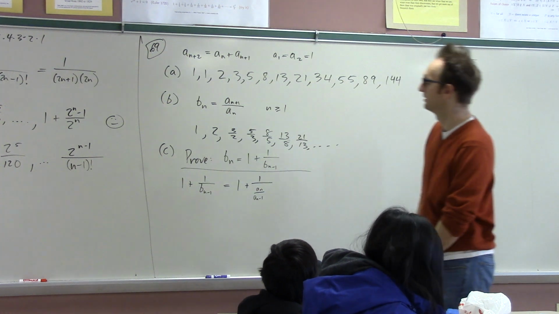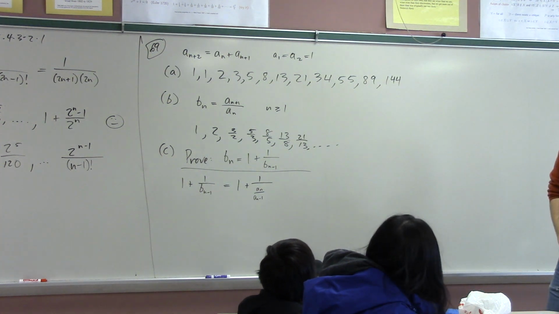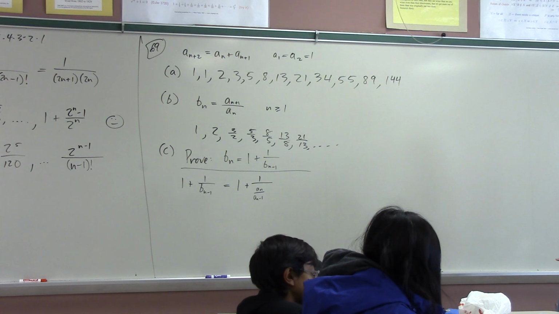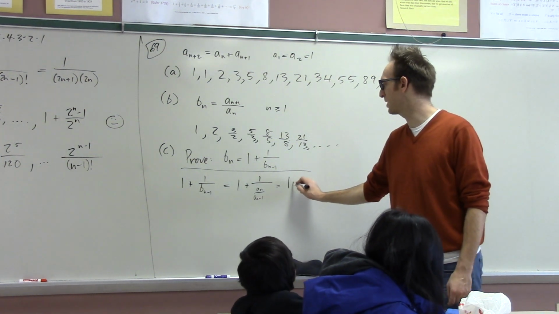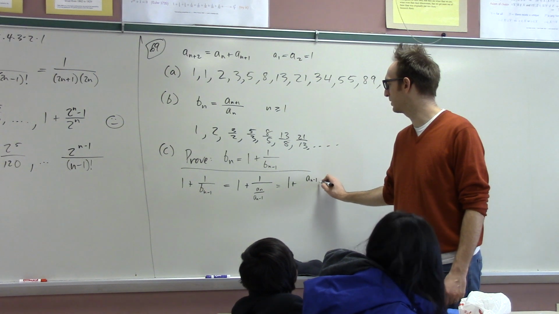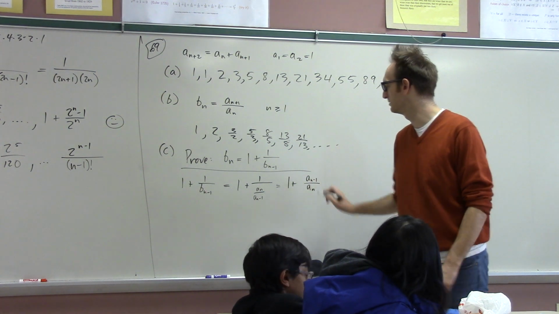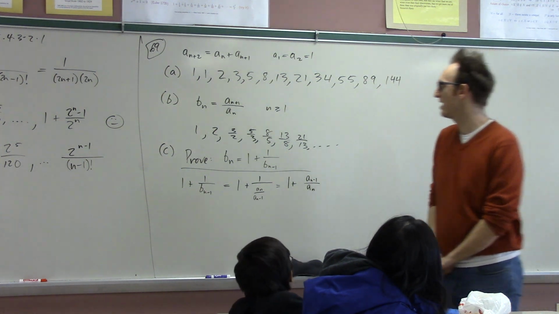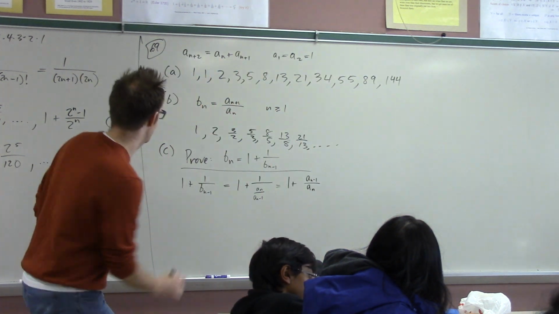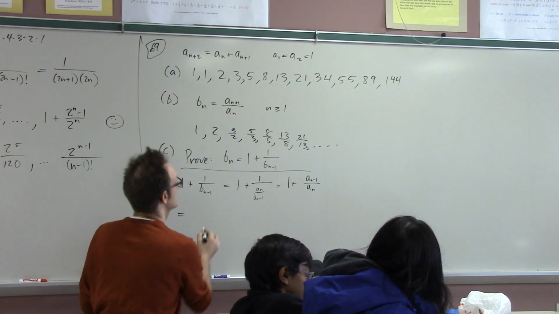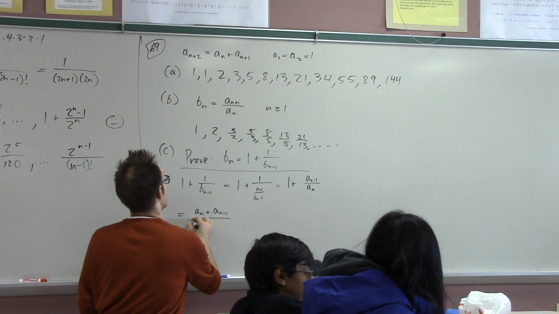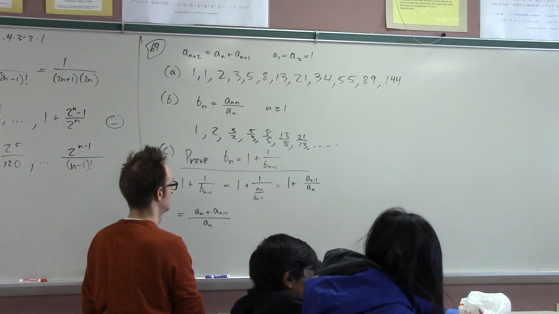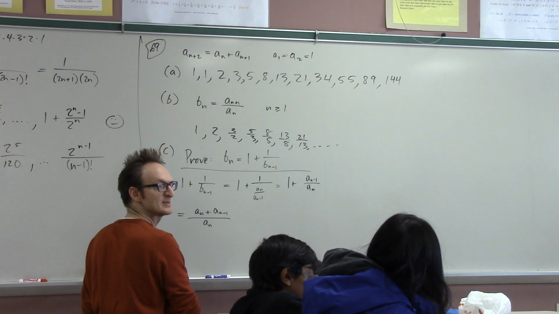Yeah. Okay, so that just is the definition of b sub n minus 1. And then we do advanced fractions. This is 1 plus a sub n minus 1 over a sub n. And then we get a common denominator. So this is a sub n plus a sub n minus 1 over a sub n. Yeah? Is this what you guys mostly did?